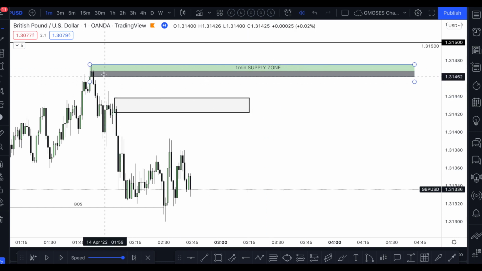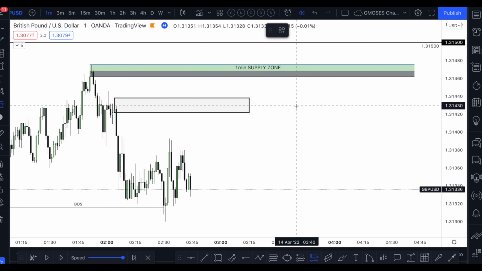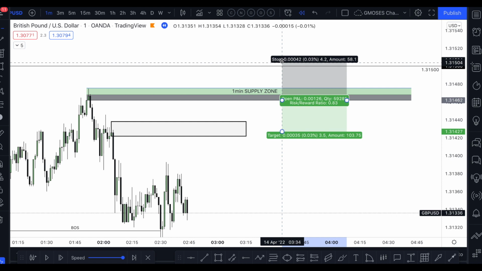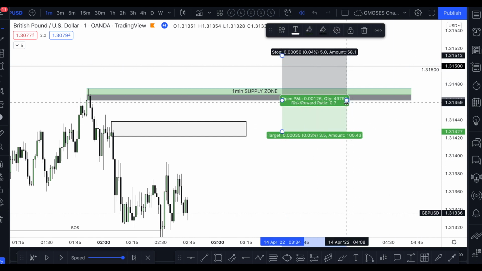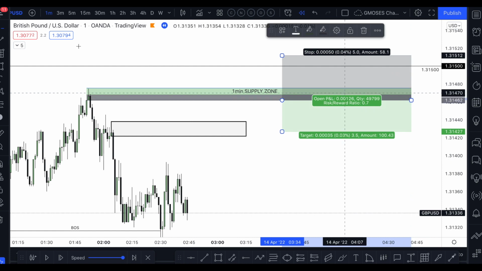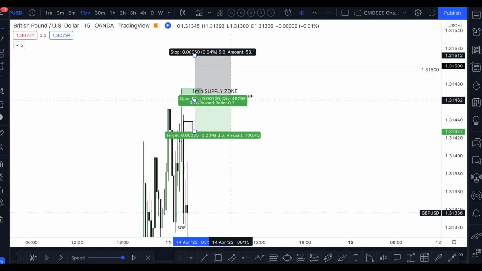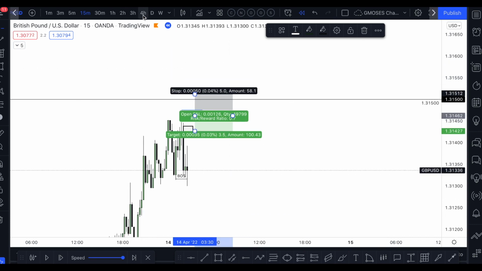Because this is my main point of interest, I wanted to take a sell limit on this area. As you can see, I wanted to put my stop loss 5 pips above this area right here. And where did we want our TP to go? I'm going to show you guys exactly what I was looking at. Let's go to the 4 hour.